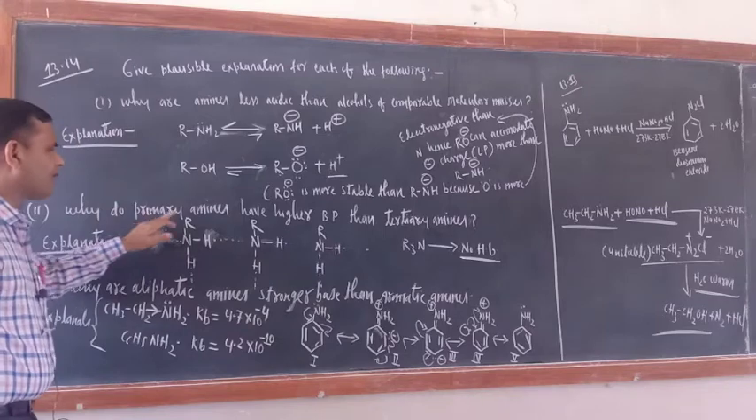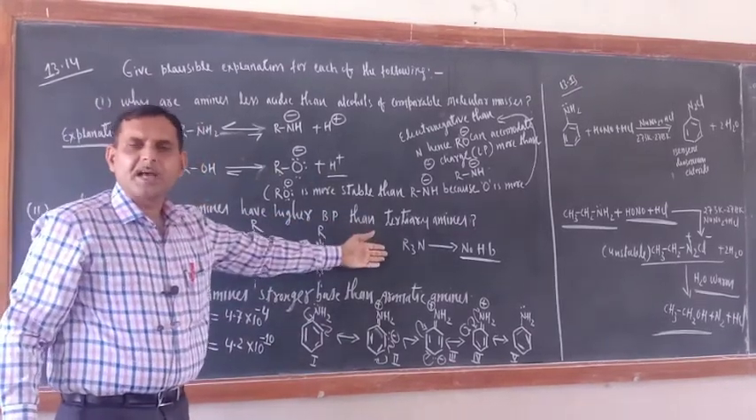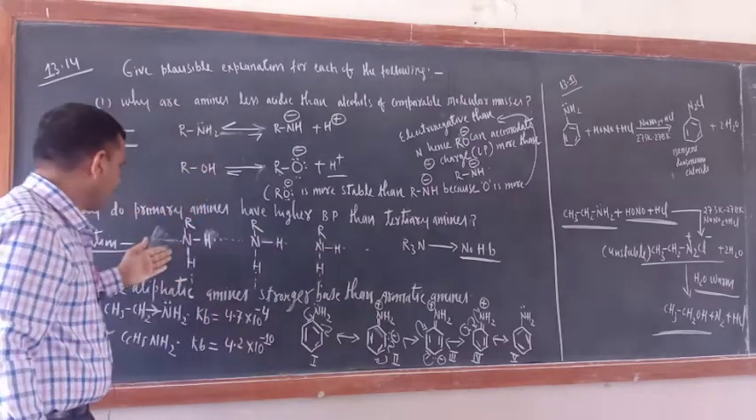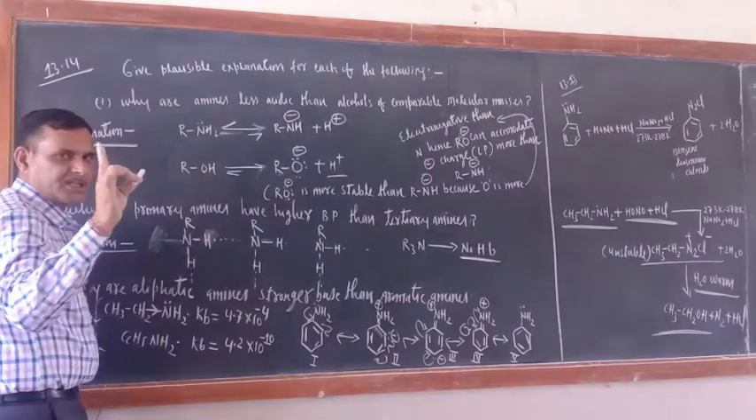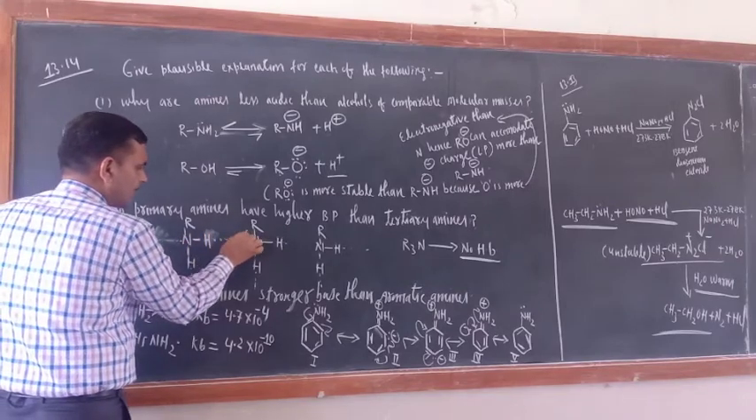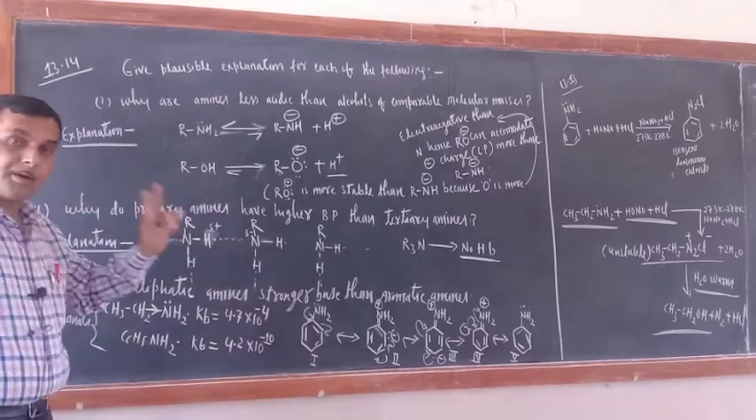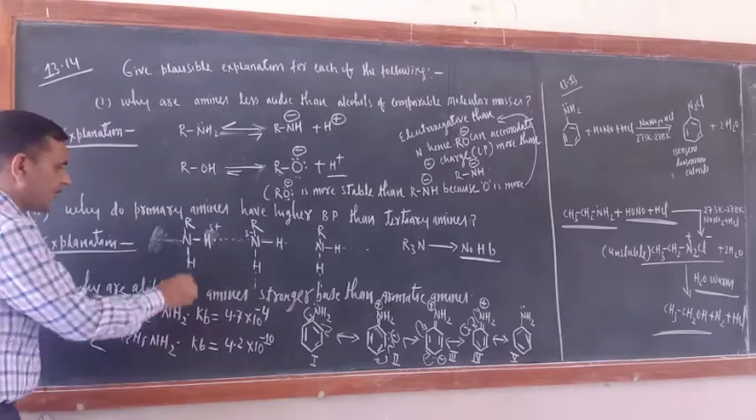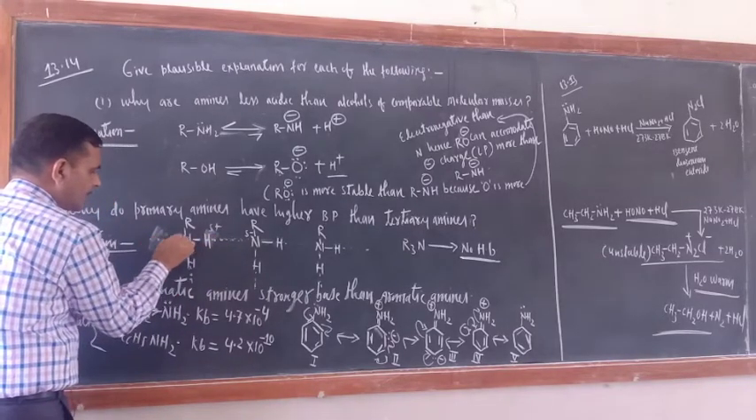Next one is, why do primary amines have higher boiling point than tertiary amines? In tertiary amine, H is not there with the nitrogen, so it will not form hydrogen bonding. What about primary amines? Just see, 2 hydrogens are bonded with N. Here this is negative, this is positive. It means one primary amine molecule will form 3 hydrogen bonds, 2 with the help of hydrogen and 1 with the help of nitrogen.